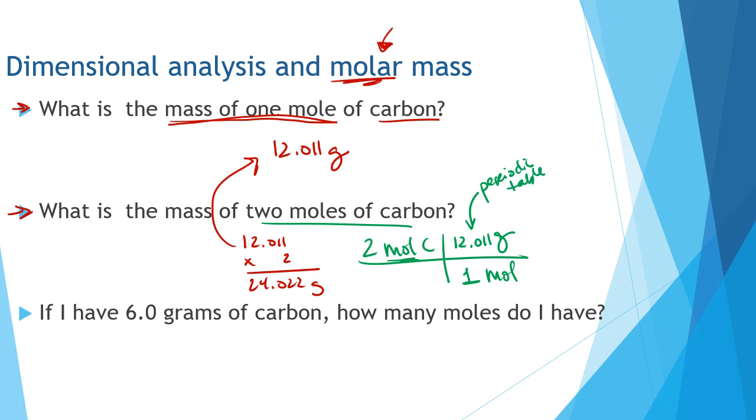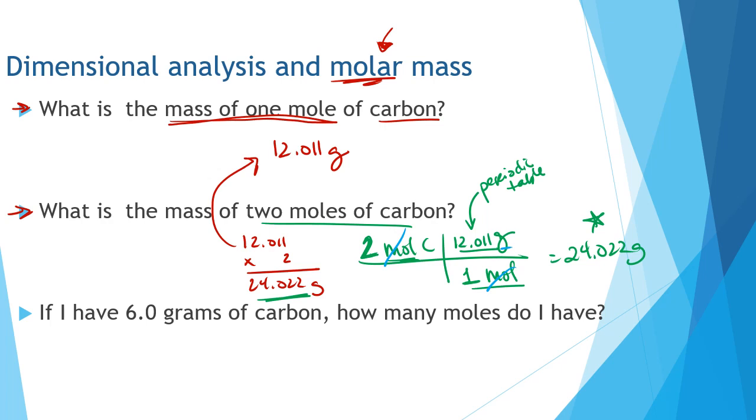So 2 moles of carbon, 12.011 grams per mole. Now moles on top and bottom cancel out. We're left with grams. The handy dandy periodic table tells us that 2 times 12.011 equals 24.022 grams, which is exactly what we got here.